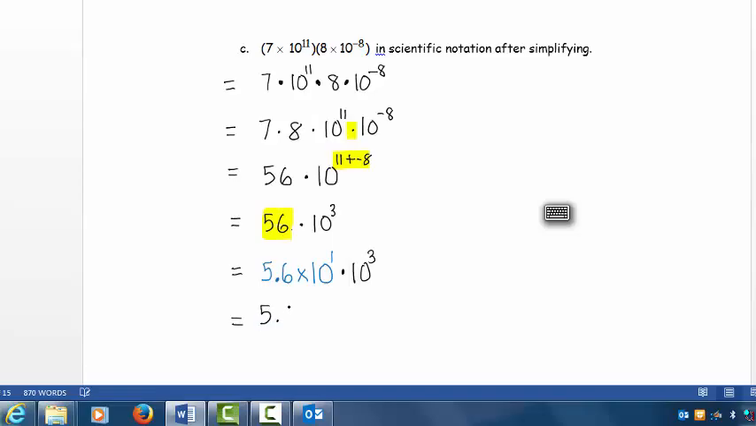Bring down the 10 to the third power. So we have 5.6 times 10 to what power? Again, since we have multiplication with the same base, 10 and 10, we add the exponents. So our final answer in scientific notation is 5.6 times 10 to the fourth power. Let's check that.